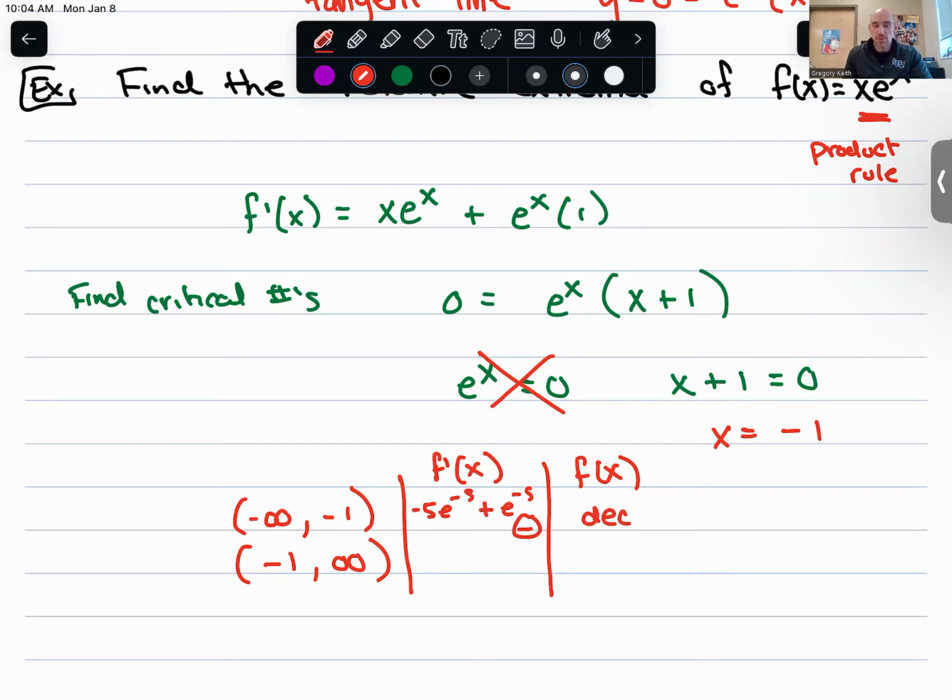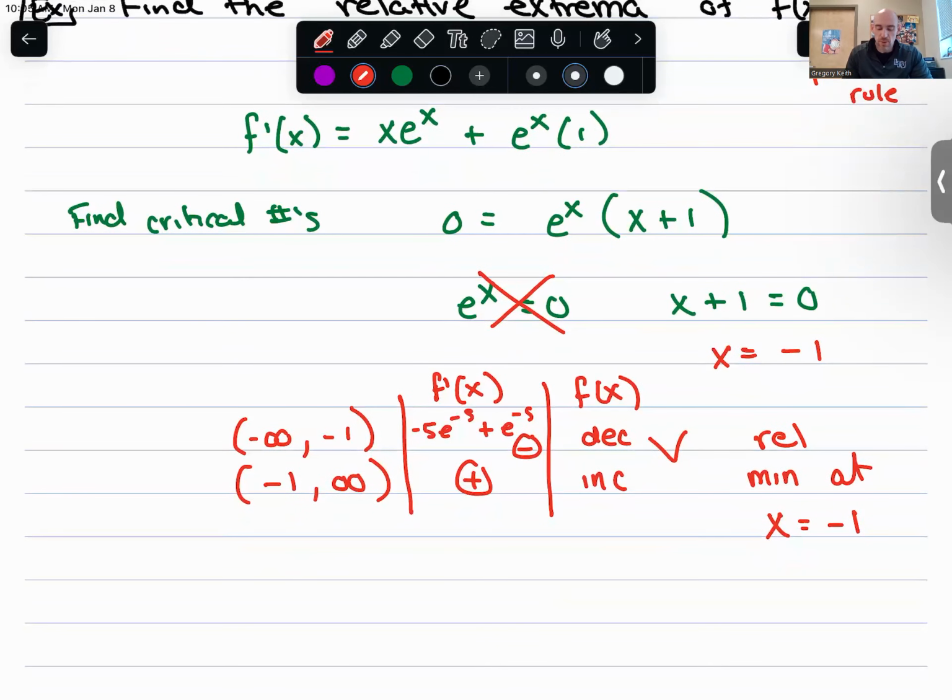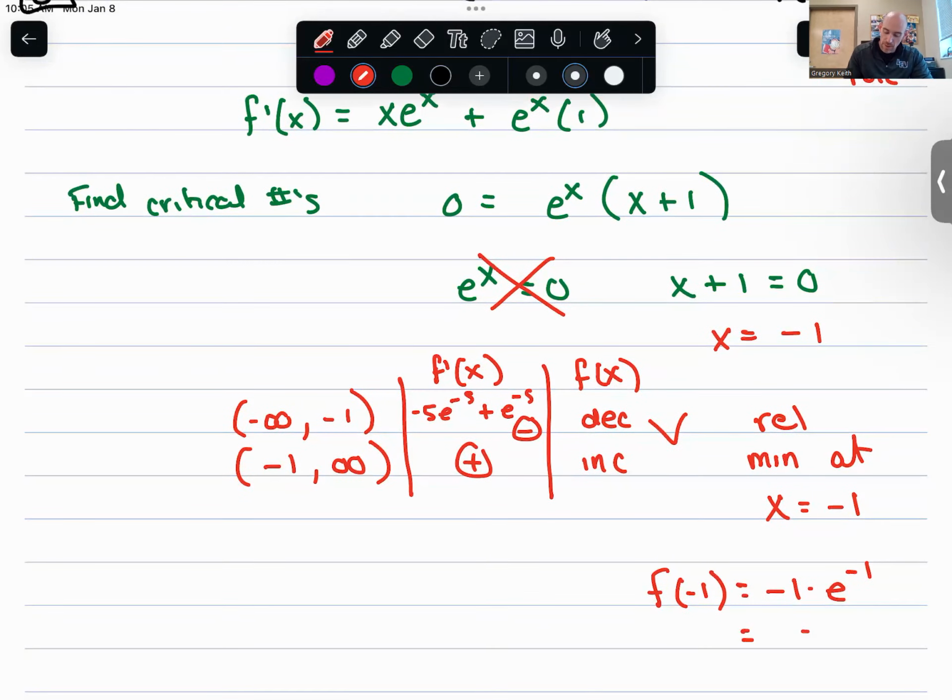And then from -1 to infinity, let's go ahead and put 0 in there. That's a nice easy one. We end up getting a positive because we get 0 plus e to the 0, which is 1. That's going to tell us it's increasing. Well, if we go from decreasing to increasing, we know we have a relative minimum at x equals -1. Now, if we wanted to find that point, how do we find the point at x equals -1? We'd plug it back into our original. So f of -1 would be -1 times e to the -1, which actually gives us -1 over e.